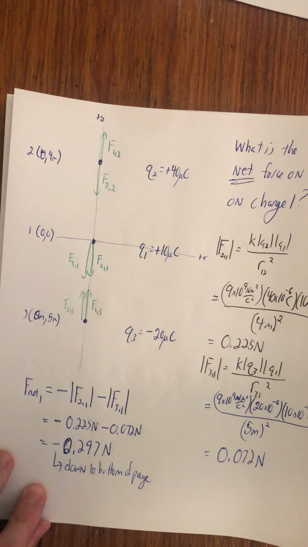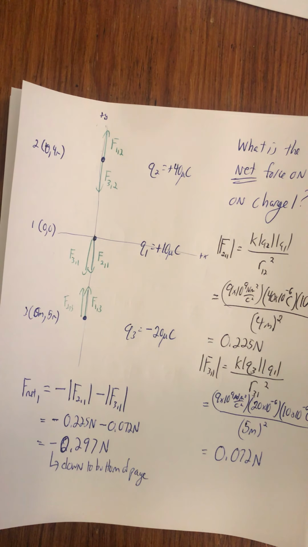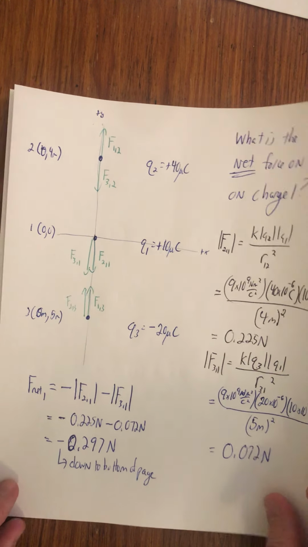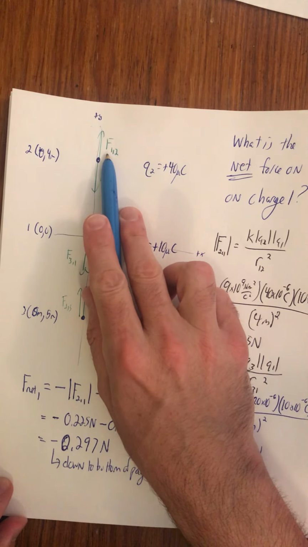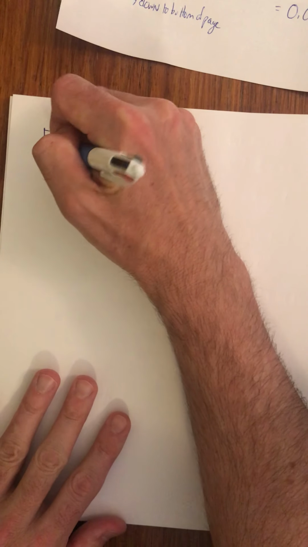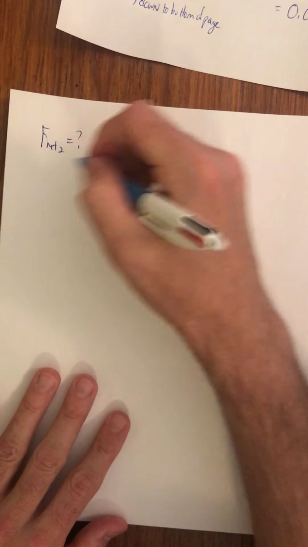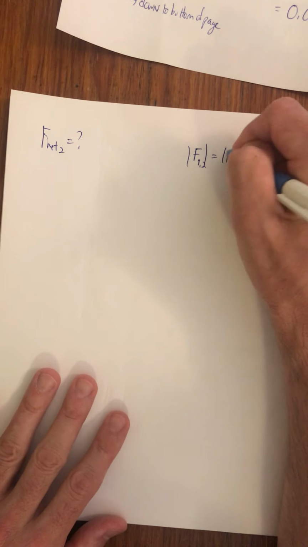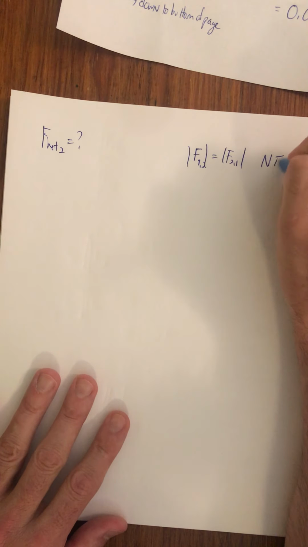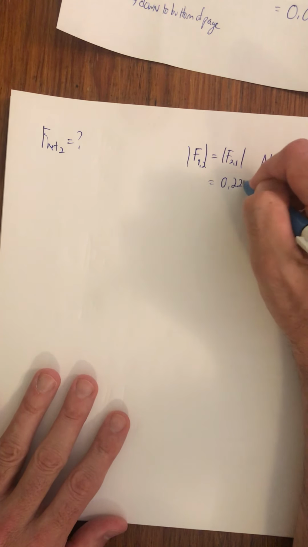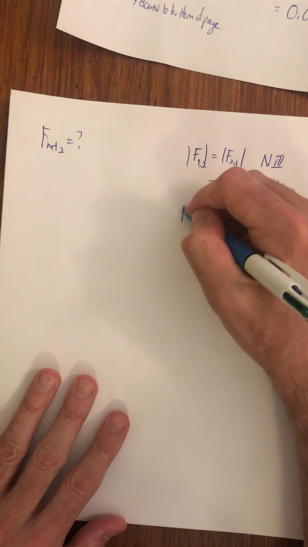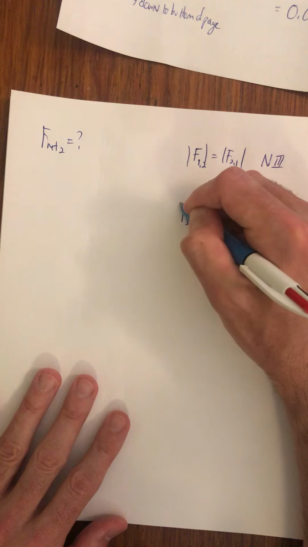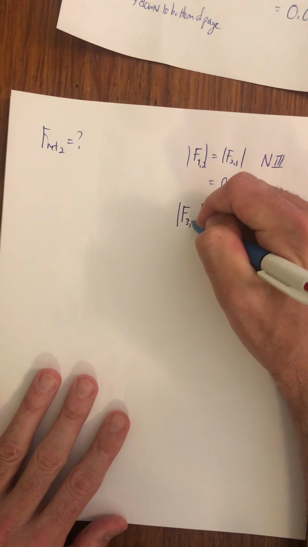Now, just for fun, I'm going to do the net force on 2. Notice here, if I want to do the net force on 2, I need the force of 1 on 2, but I know the force of 2 on 1. Awesome. So if I want to know F net 2, I know that F 1 on 2 has an equal magnitude to F 2 on 1, because of Newton's third law. So I've already got that 0.225 newtons. But I do need to calculate the force of 3 on 1, right? Or actually 3 on 2 is the thing I want.